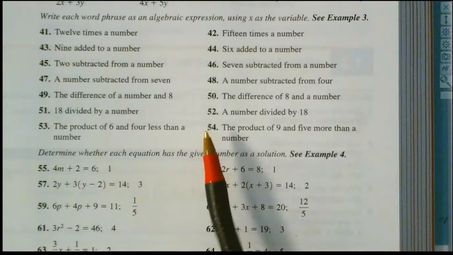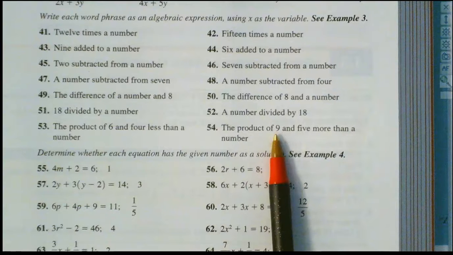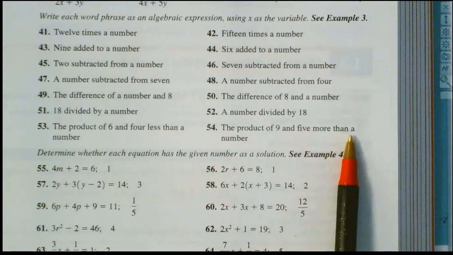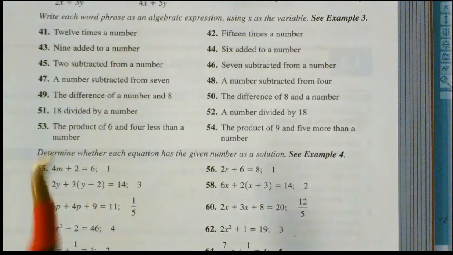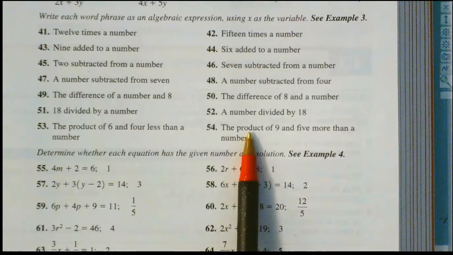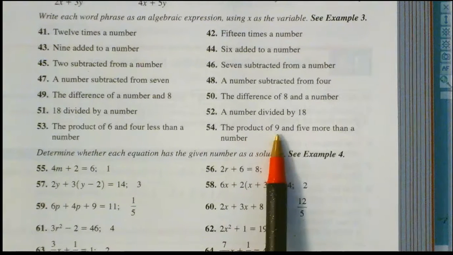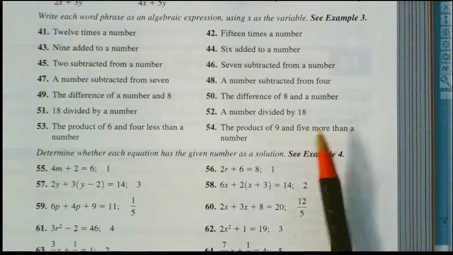So we're going to look now at question 54. The product of 9 and 5 more than a number. Now we have to make sure we understand what all the pieces are doing. So when we look at this, we see product. Now what does product mean? Product means multiply, right? Okay, so that's the first piece. So that 9 is going to be the product here. And what are we multiplying that 9 by? We're multiplying that 9 by, and it separates it with the and, 5 more than a number.